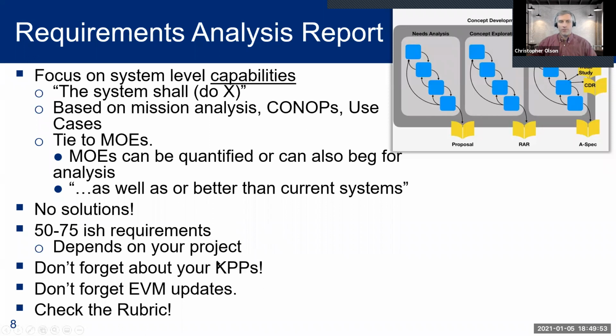Even in the real world, for major combat systems, jet fighters and helicopters and stuff, they will usually have less than 10 KPPs, and about half of those KPPs are mandated from the offices of the Secretary of Defense, right? Don't forget about your earned value management updates also, by the way. So you've got to do EVM for this project. And once again, check the rubric for your requirements analysis report.